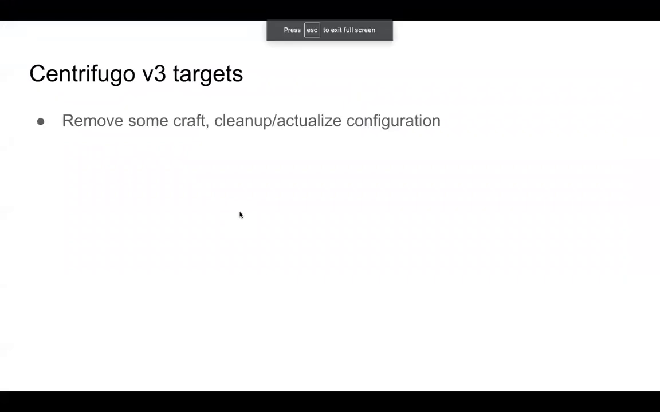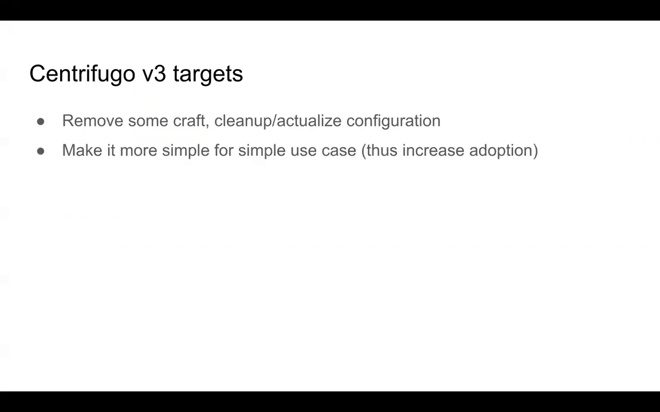Yeah, so for Centrifugo v3, the targets were to remove some cruft, clean up, and actualize configuration, since it's been 2.5 years and many things changed. Make it more simple for simple use cases to increase adoption. Centrifugo requires bidirectional clients to work with. In Centrifugo v3, I try to address this, and you will see how. Make it a bit more performant. At some places, we achieved a big performance improvement.